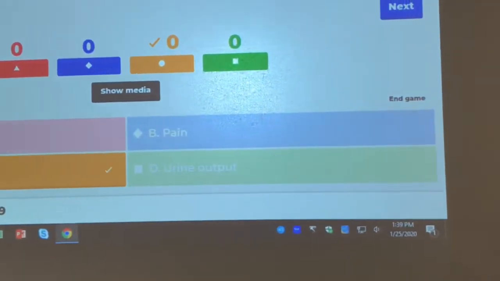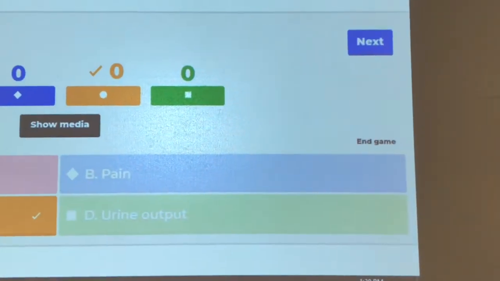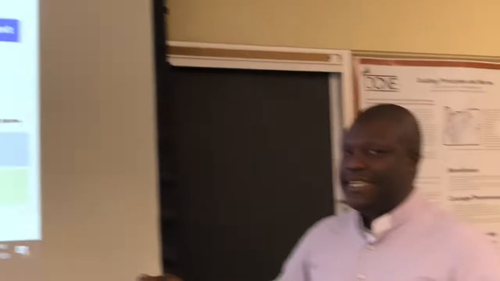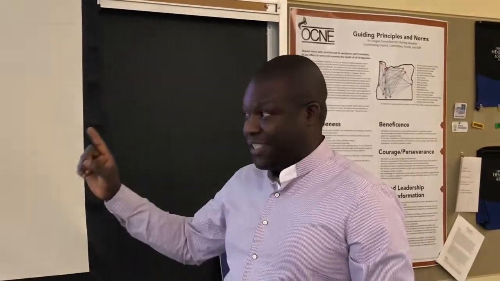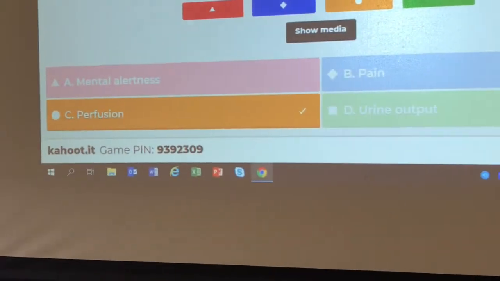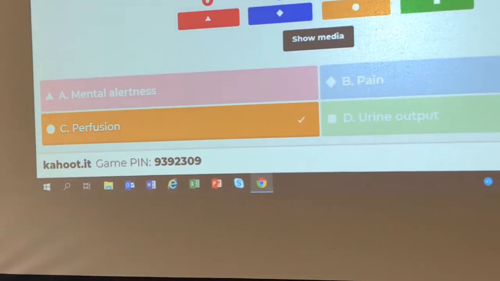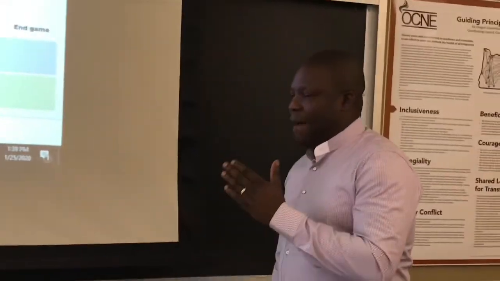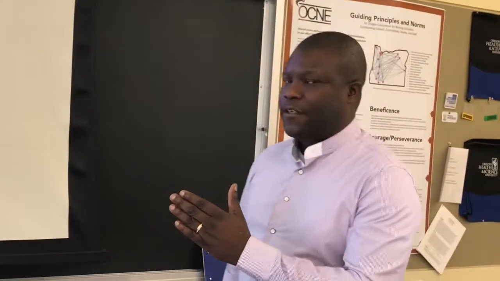Let's look at urine output. If somebody is bleeding, will urine output be the priority to think about? Definitely no. So therefore, I am eliminating pain and I am eliminating urine output. And I am leaving mental alertness and I am leaving perfusion. And I want you to think for a minute. Between mental alertness and perfusion, which one is most important?